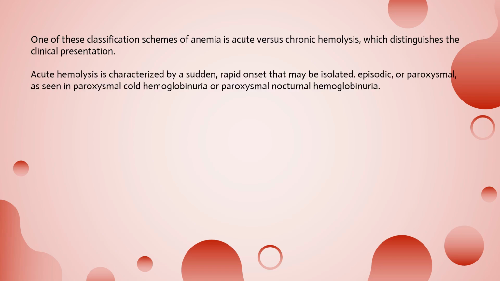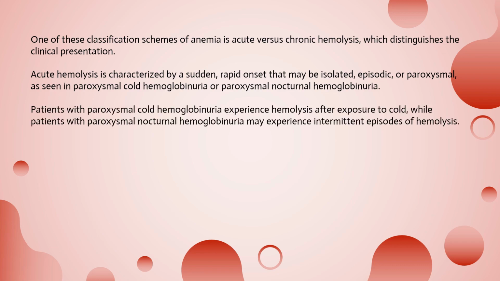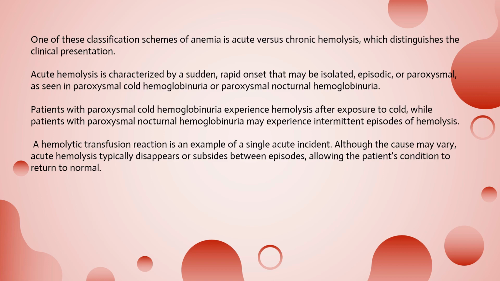Acute hemolysis is characterized by a sudden, rapid onset that may be isolated, episodic, or paroxysmal, as seen in paroxysmal cold hemoglobinuria or paroxysmal nocturnal hemoglobinuria. Patients with paroxysmal cold hemoglobinuria experience hemolysis after exposure to cold, while patients with paroxysmal nocturnal hemoglobinuria may experience intermittent episodes of hemolysis. A hemolytic transfusion reaction is an example of a single acute incident. Although the cause may vary, acute hemolysis typically disappears or subsides between episodes, allowing the patient's condition to return to normal.